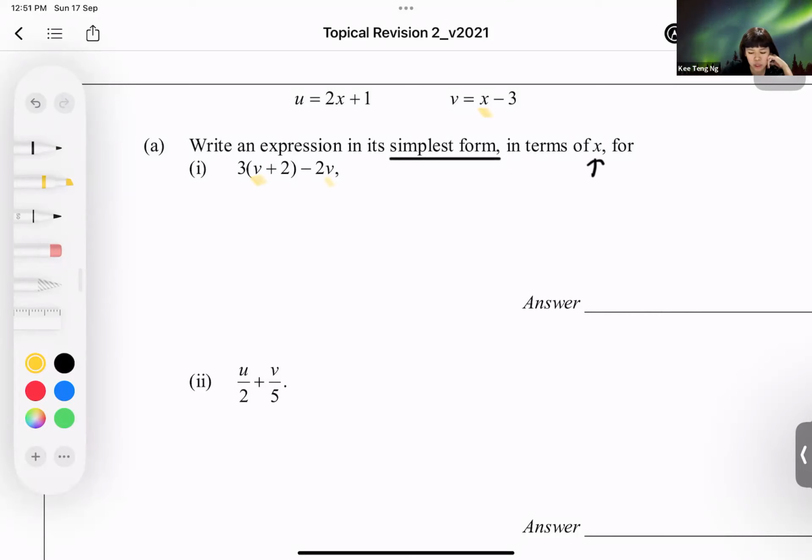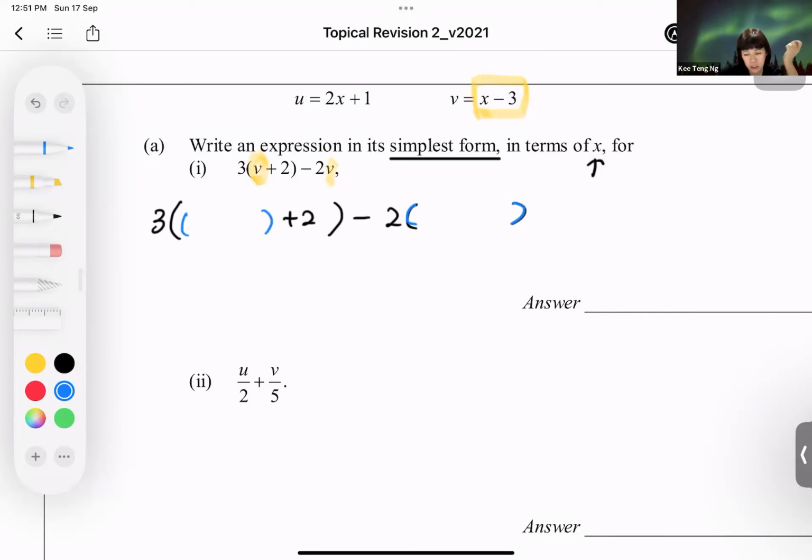So I need to change my letter V. I need to replace my letter V with this whole expression over here. So let's do it one at a time. 3 bracket something plus 2 minus 2 times letter V. Just put brackets. Okay, what is our letter V now? V is changed to x minus 3. So put x minus 3 inside, x minus 3 inside.